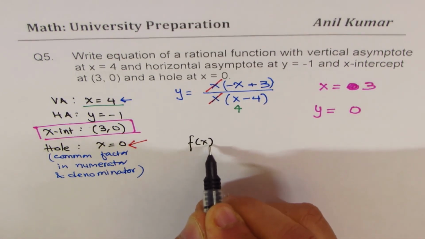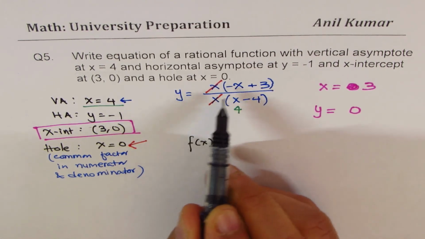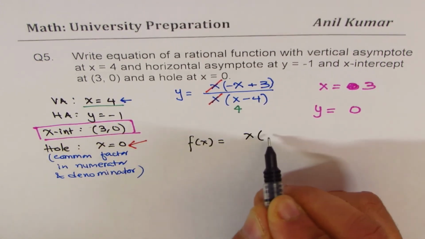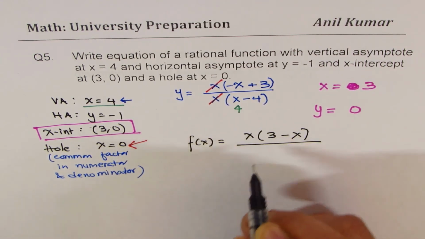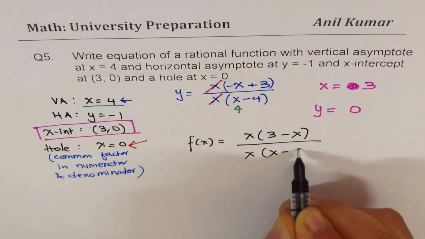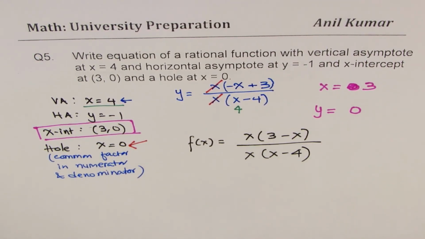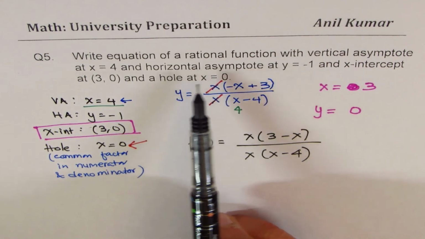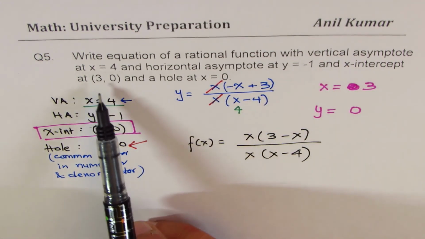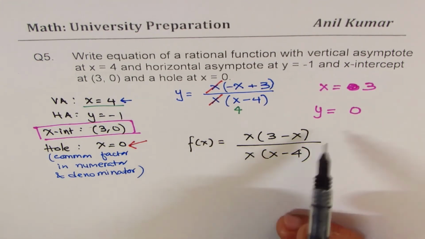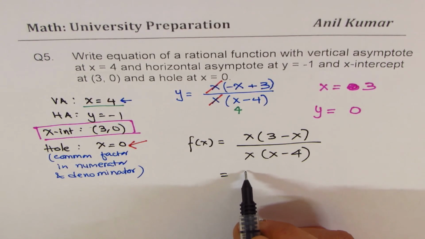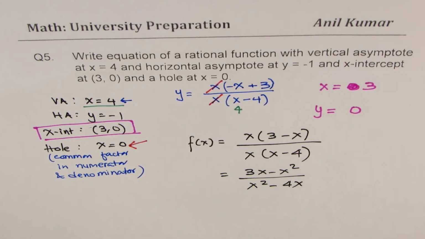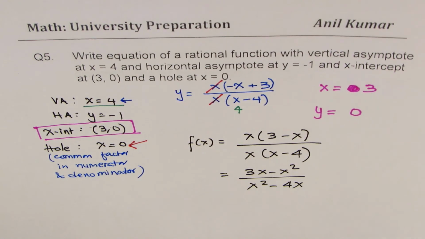So let me write down the function. Instead of writing like this, I could also take it common outside. Is that okay? Or I could write x times (3 minus x). Does it make sense to you? All up to you. You could write it in many different ways, correct? So that becomes your final answer, which is going to give you vertical asymptote at x equals 4, horizontal asymptote at y equals -1, and x-intercept at (3, 0). You could even open this up and write it as 3x minus x squared divided by x squared minus 4x. So in different ways you could write this. I hope that makes sense.